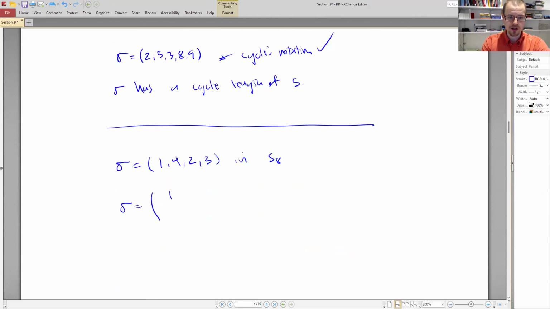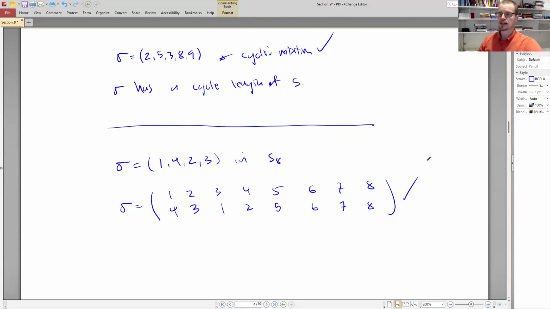I want to know where 1, 2, 3, 4, 5, 6, 7, and 8 all go. Well, 1 goes to 4, 4 goes to 2, 2 goes to 3, and 3 goes to 1. And that's it for our cycle. We still have the elements 5, 6, 7, and 8, but since they're not listed in the cycle, we know that they are all fixed. 5 goes to 5, 6 goes to 6, 7 goes to 7, and 8 goes to 8. And that's all that we're looking for.